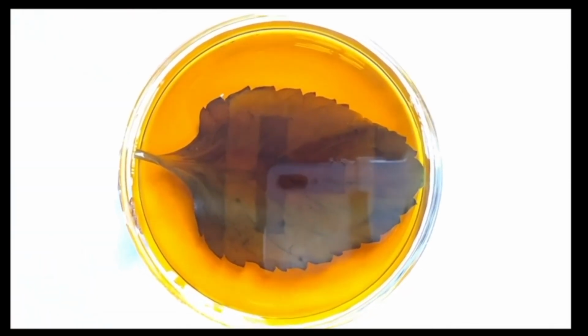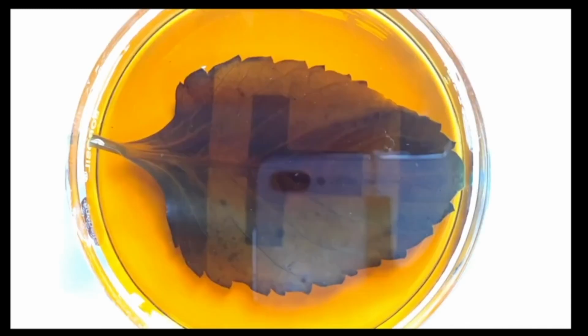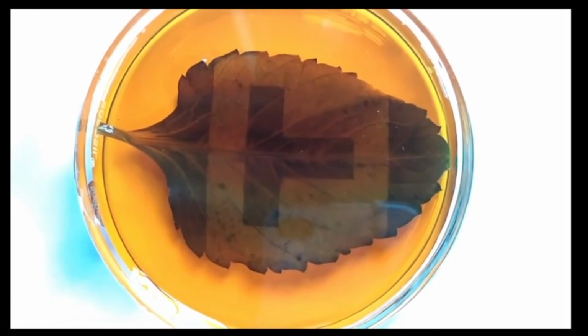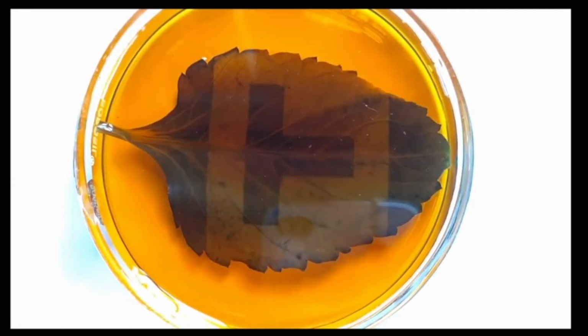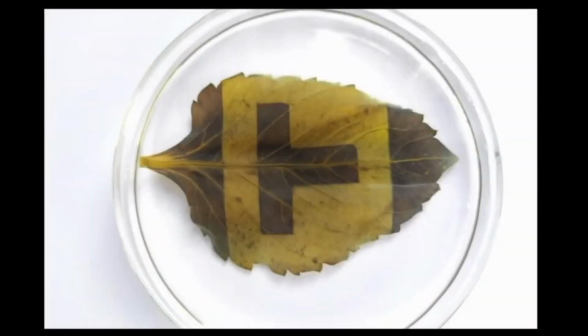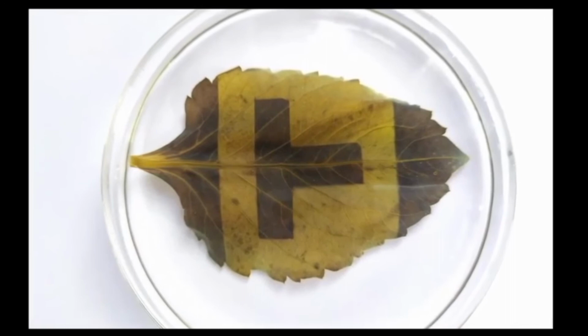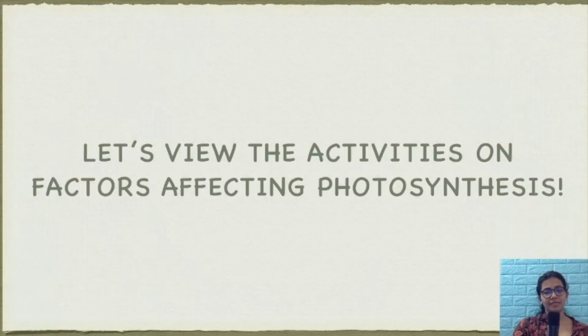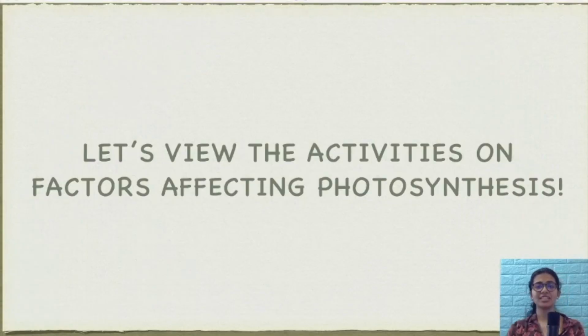You see the blue-black, that is the positive iodine test, has happened only in those green areas which were exposed to sunlight. Remember? And the parts which were covered by the black chart paper, those are testing negative for the starch test. That means photosynthesis did not occur there. Yes, so it was very interesting, right, to see all those activities in action.